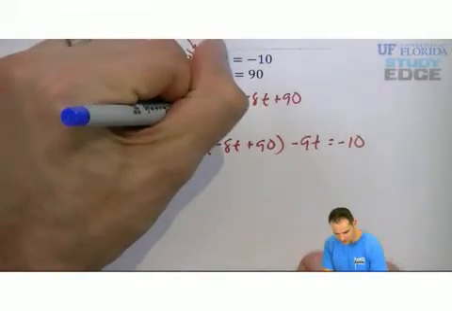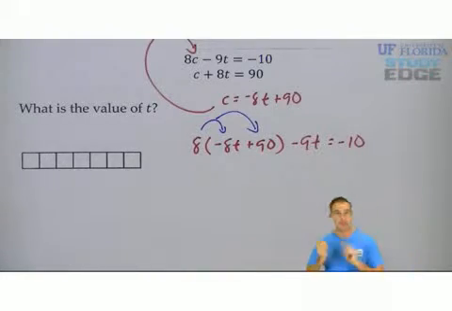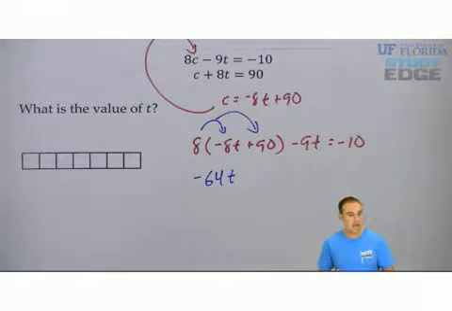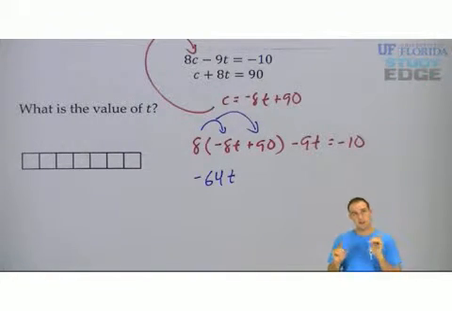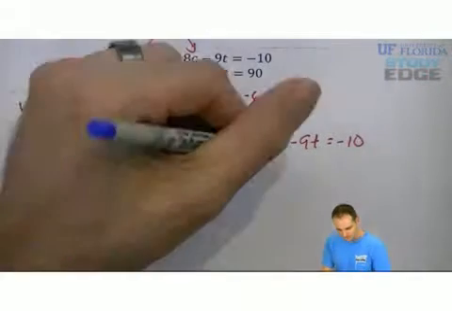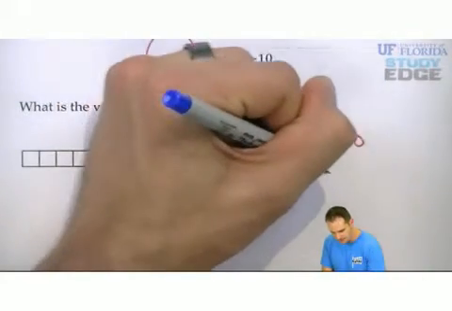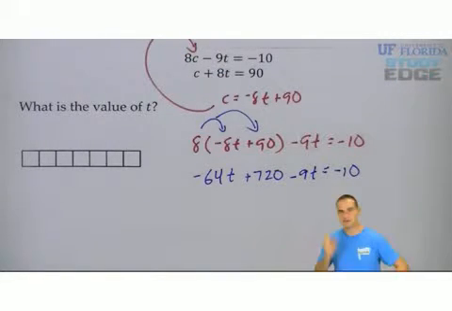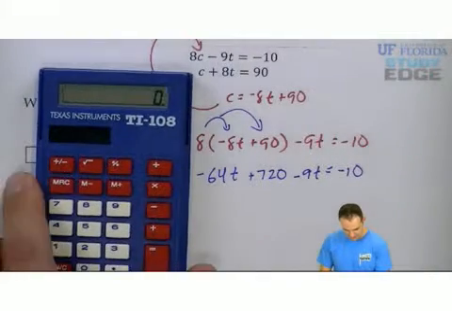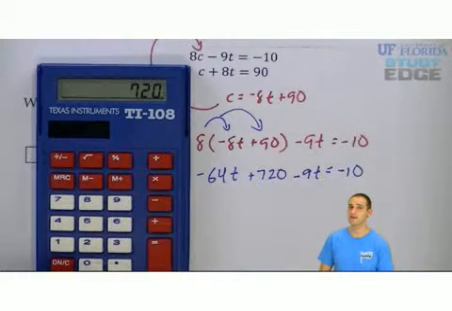Next up, distribute. 8 times 8 is 64, but 8 times negative 8t is negative 64t. 8 times 9 would be 72, so 8 times 90 would be 720. Minus 9t equals negative 10. A little bit of mental math there, but just in case, we got a calculator. Let's double check that. 8 times 90, 720, yes.